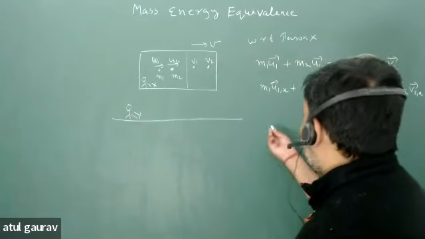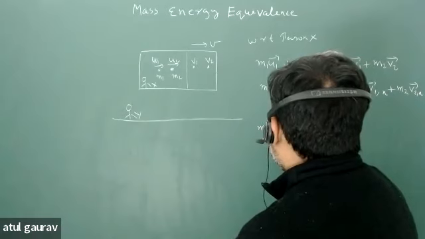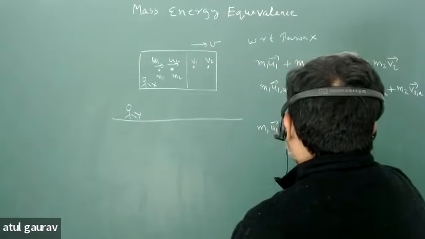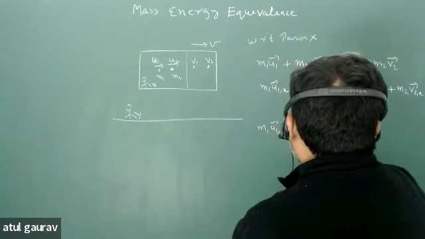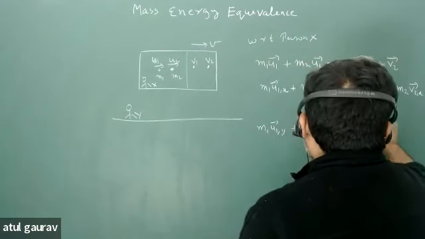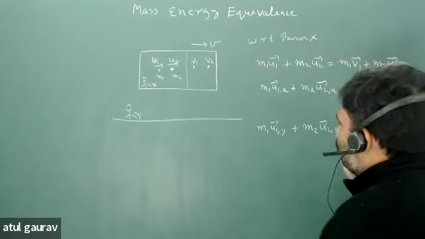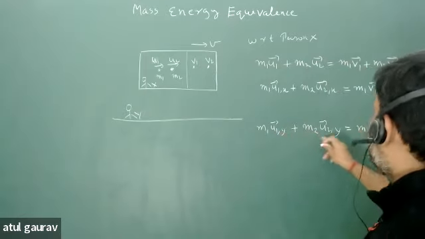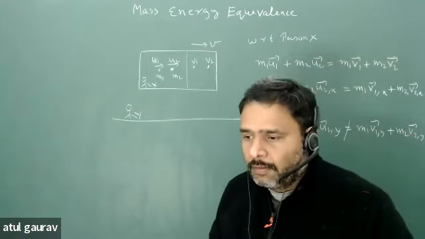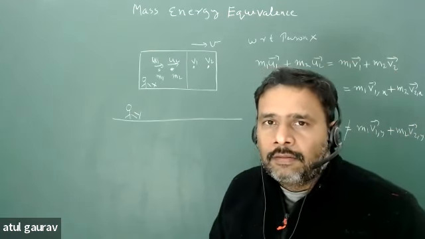What we expect is M1 U1 with respect to Y plus M2 U2 with respect to Y must be equal to M1 V1 with respect to Y plus M2 V2 with respect to Y. So this should happen, but this is not going to happen. If this is not going to happen, then obviously we have to think in a very different way. Are you getting my point?